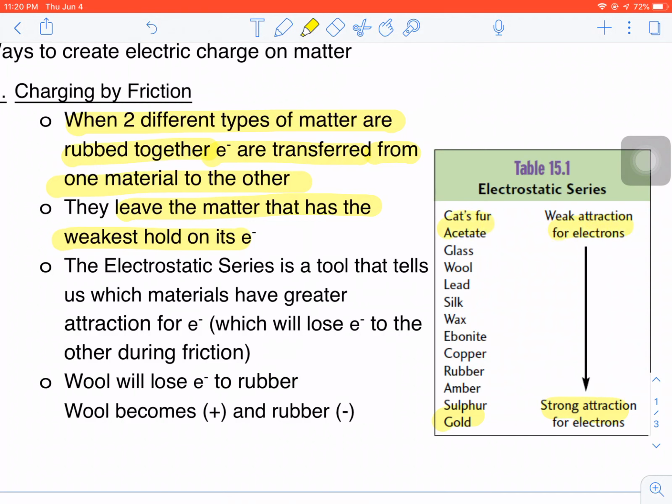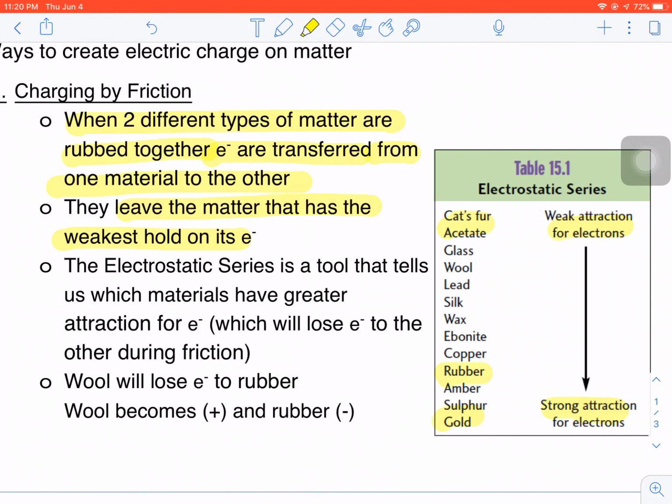So cat's fur, or our hair even, has a very weak attraction for electrons. Things like rubber in a balloon have a very high attraction for electrons, so you rub the balloon in your hair and your balloon becomes quite negative. It will steal electrons from your head, right, and it will make your balloon negative. And then, according to our law of electrostatics, the negative balloon is attracted to the neutral wall.